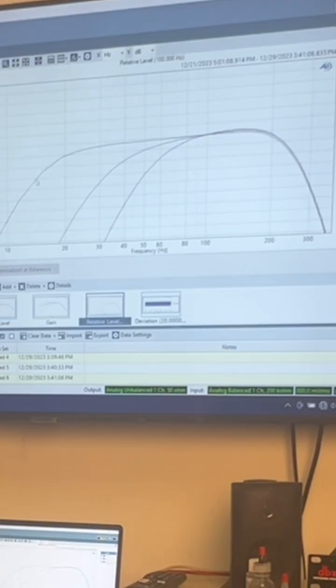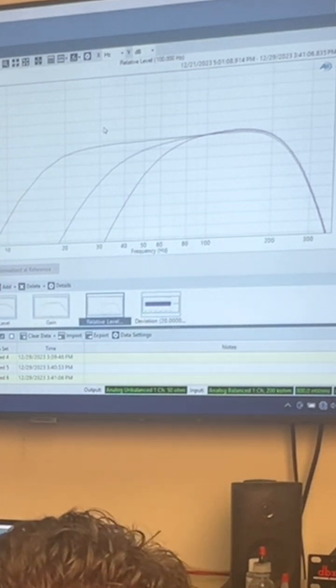And right on the money, minus 3 dB at 50 Hertz. So that's what the Infrasonic does. It removes the very low frequencies.